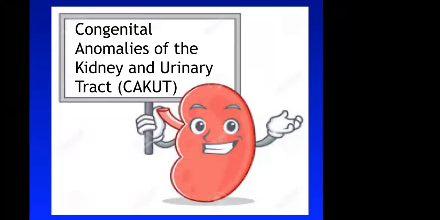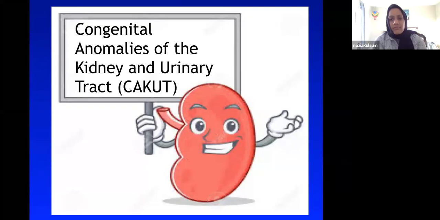So I thought this would be a good topic for you guys to know some basic stuff about peds nephrology, especially things that you might come across in your regular training and also when you start practicing. This I think is helpful for any physician, not just pediatric nephrologists, but even general physicians. So the topic is congenital anomalies of the kidney and urinary tract. It's abbreviated as CAKUT, or CAKUT, as some people say.